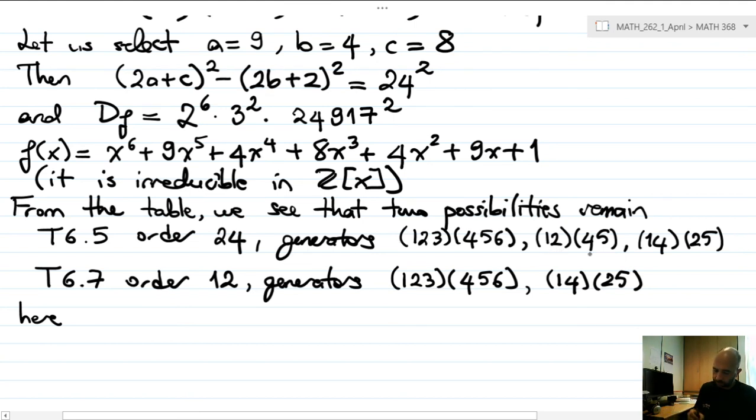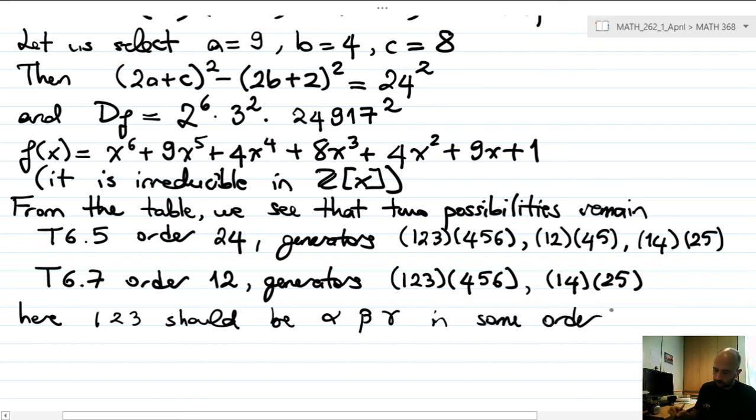So in this description, this 1, 2, 3 should be just alpha, beta, gamma in some order. And 4, 5, 6 should be alpha inverse, beta inverse, gamma inverse, maybe cyclically rotated. I don't know that, but I mean 1, 2, 3 should be choosing one from each pair, and 4, 5, 6 one from each other pair, the other element of these pairs.